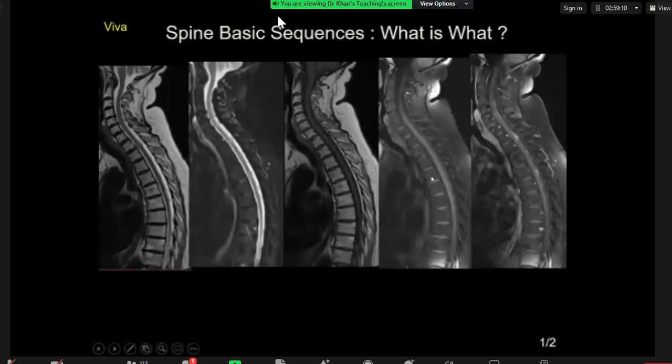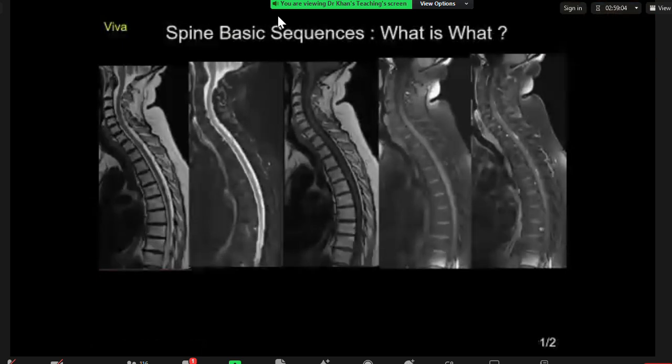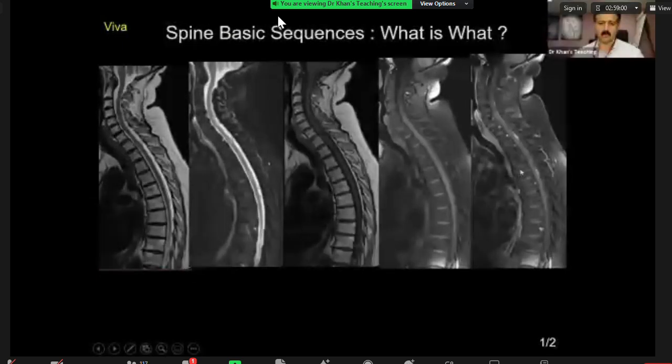The fat suppressed sequence post-contrast? This one? Also post-contrast? Okay, so this is post-contrast and this is pre-contrast fat saturated. So let me tell you how you can recognize these.